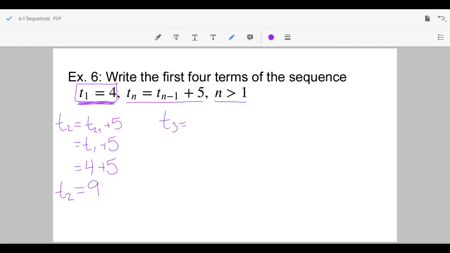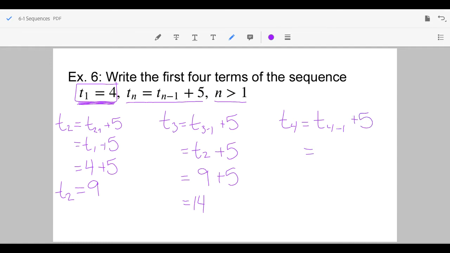Term 3 would be term 3 minus 1 plus 5. So term 2 plus 5. Term 2 we now have is 9. Add 5 to that, and we get 14. Term 4 is equal to term n minus 1, so 4 minus 1. And then we add 5, so that would be term 3 plus 5. Term 3 was 14. We add 5 to that, and we get 19.